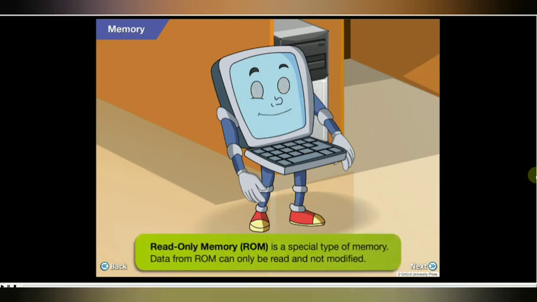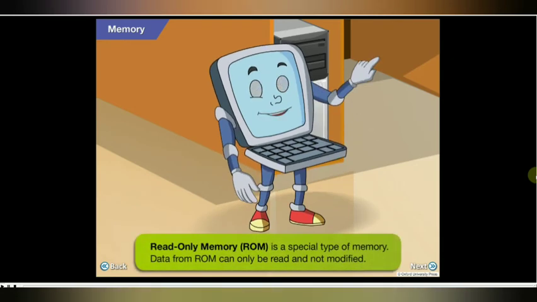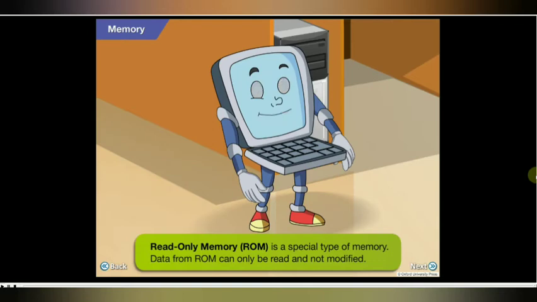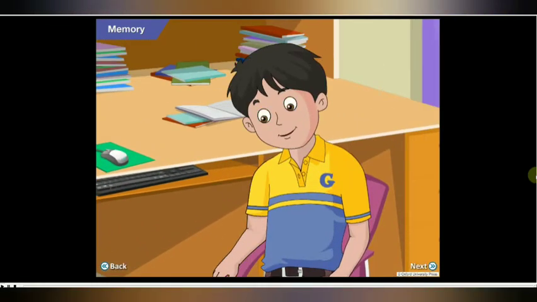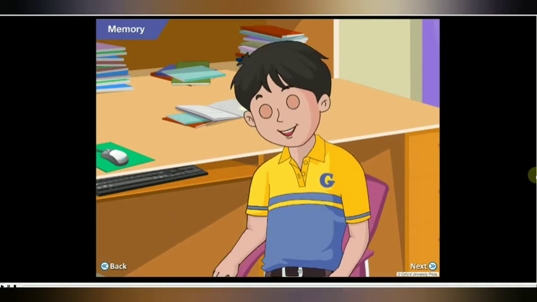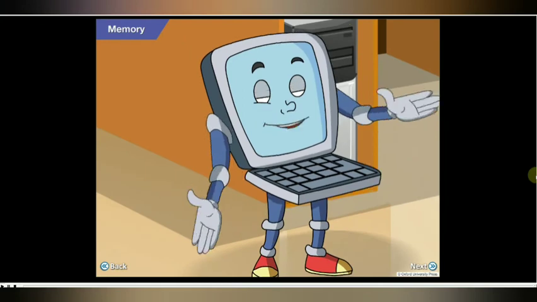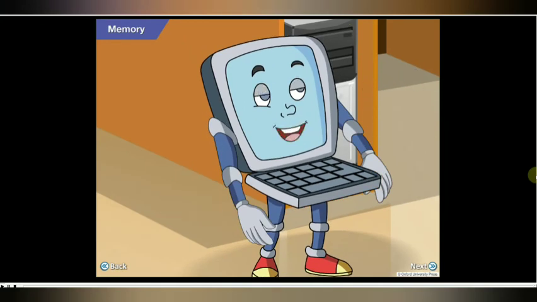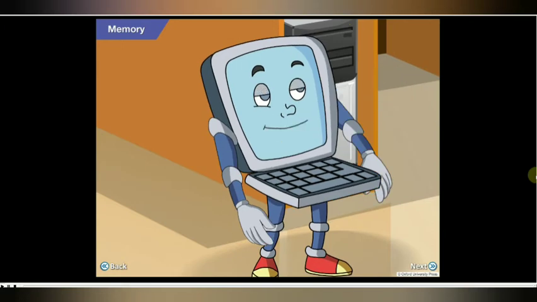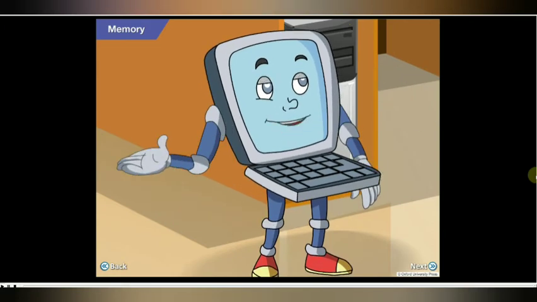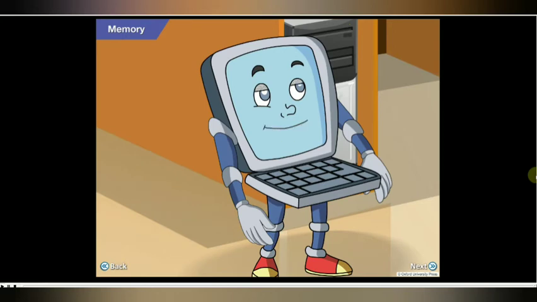The second kind of computer memory is read-only memory or ROM. It is a special type of memory from which data can only be read, which means that you cannot change its contents. This means that all computer memories work differently, isn't it, Toggle? That's right, Goggle. RAM and ROM have different functions in a computer, and so they work differently. Other memories also have specific purposes which makes them different from each other.